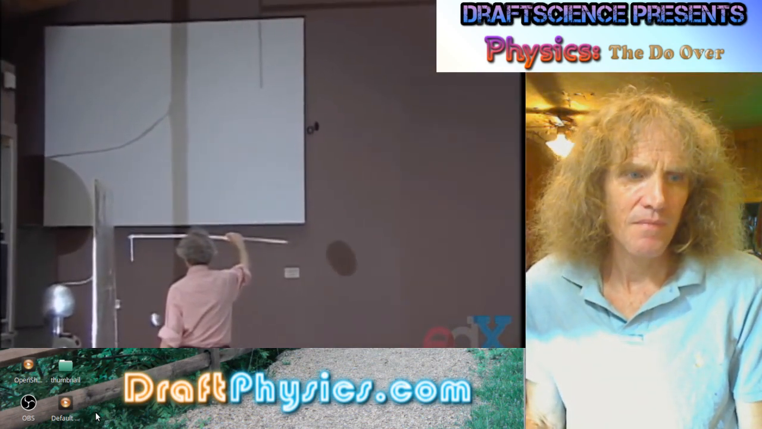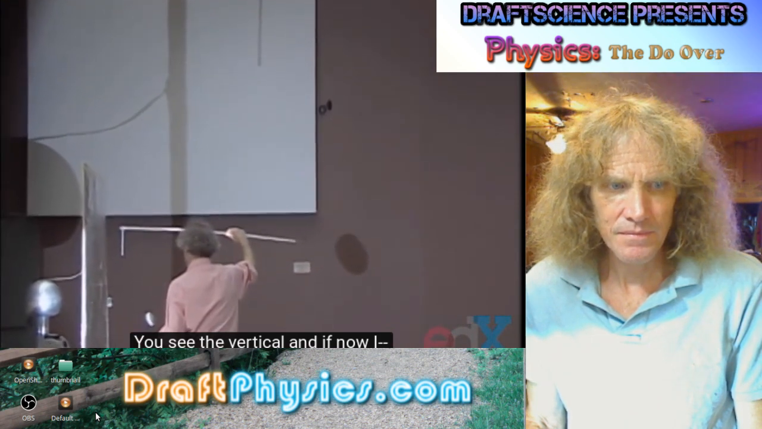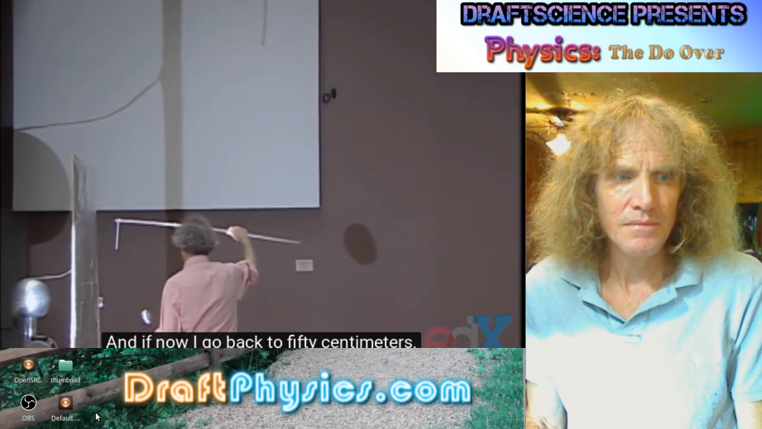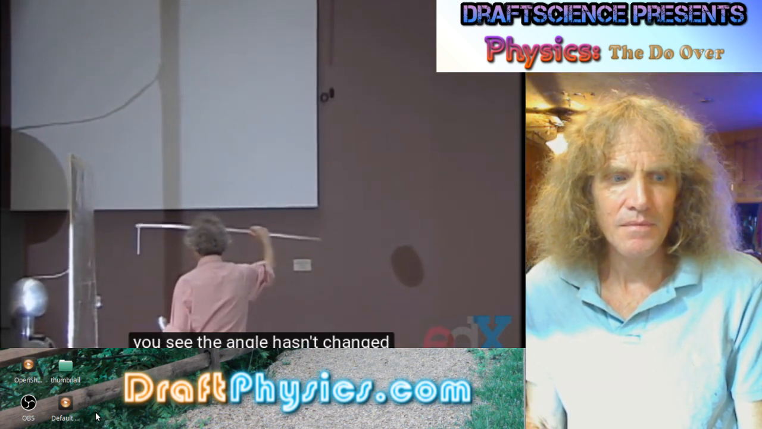Try to remember that angle. It's hard to estimate, maybe 15 degrees. You see the vertical. And now it's about 30 centimeters away from the plane. And if now I go back to 50 centimeters, which is where I am now, you see the angle hasn't changed very much.